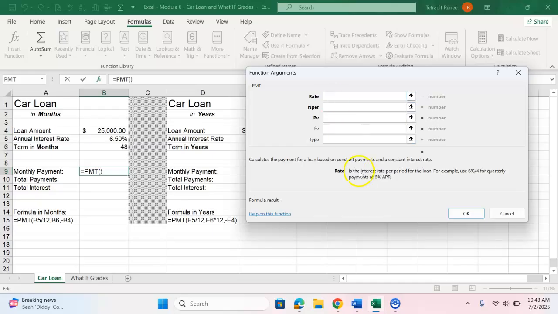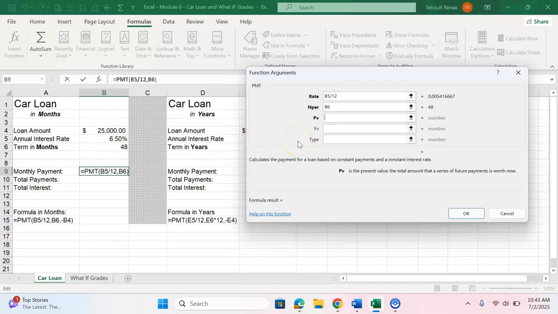So the first one is the rate, and if you look down here on the bottom, rate is the interest rate per period for the loan. So the rate is, I'll click that 6.5%, and because you're paying monthly, you have to divide it by 12. And then the next one, NPER, which is the total number of payments for the loan. So there'll be 48 payments. And then the next one, PV, stands for present value, the total amount that a series of future payments is worth. And that's the loan, the full loan amount.